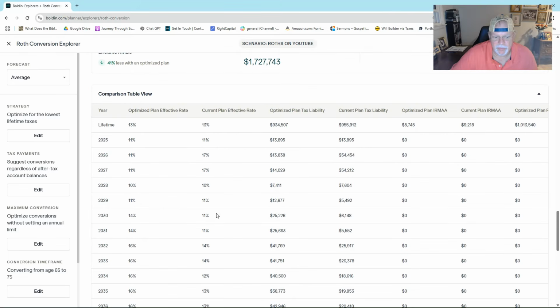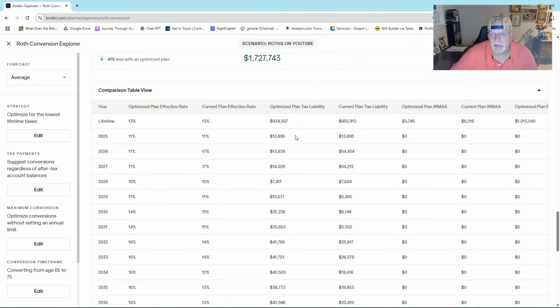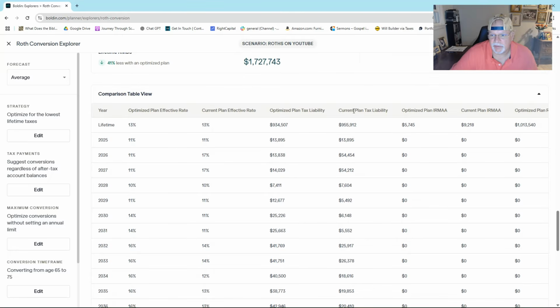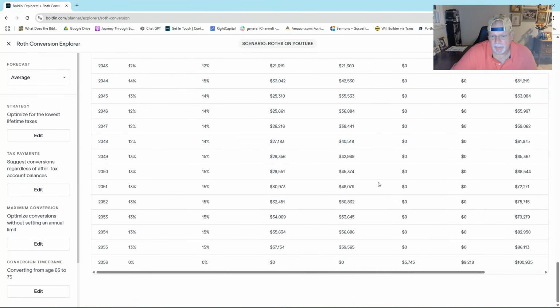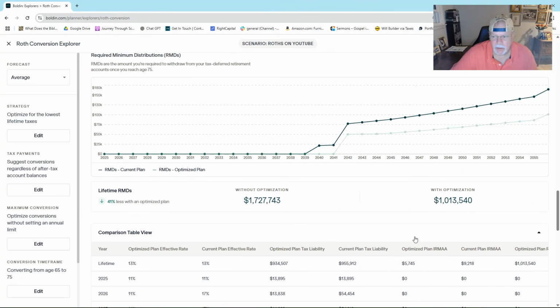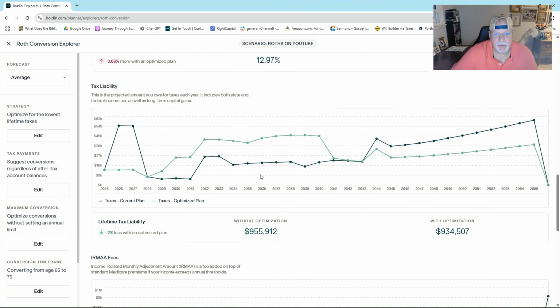And we look at the comparison table view, right? And this is just going through how much you're going to take down. This is the tax liabilities, optimize IRMA, and so on. I don't think I'm going to pull too much out of that. So let's do this. Let's see what happens.